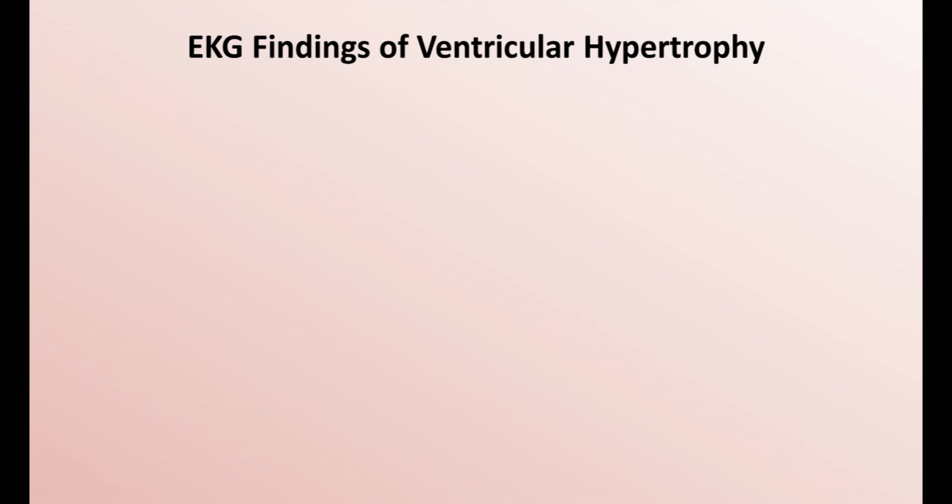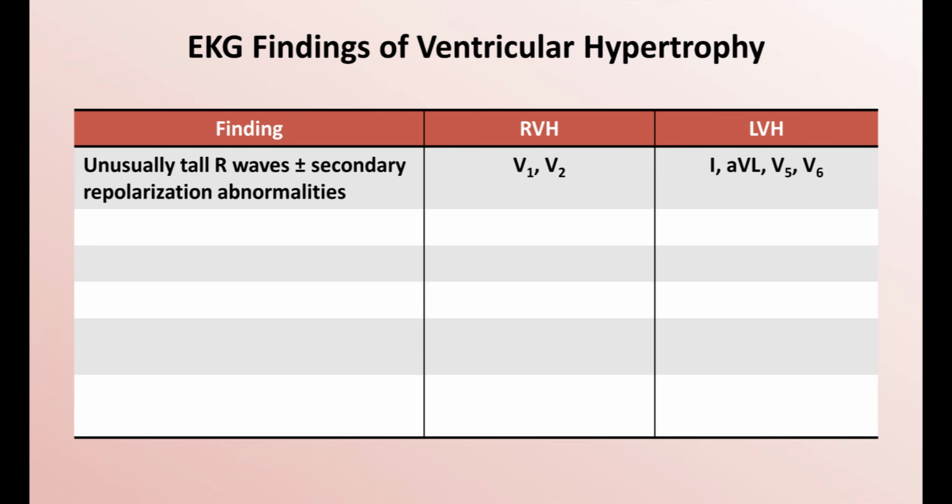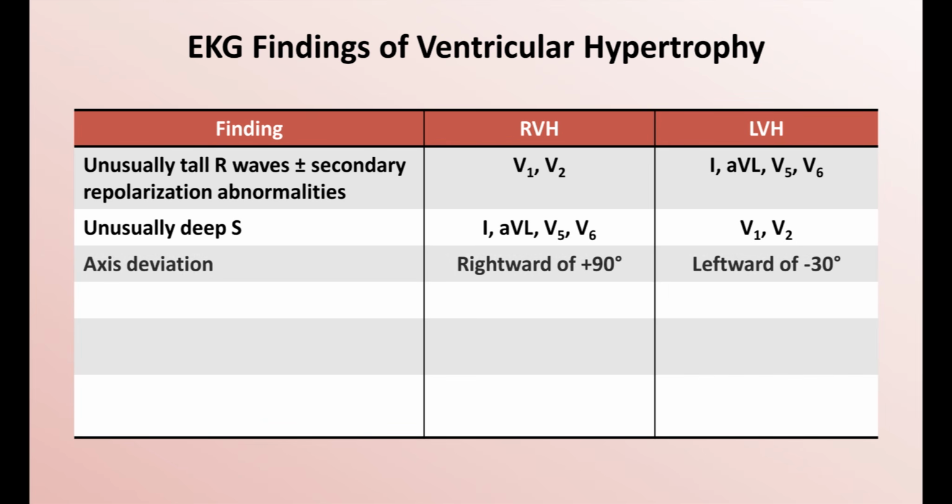Let me now summarize the EKG findings of ventricular hypertrophy. First, unusually tall R waves plus or minus secondary repolarization abnormalities are found in V1 and V2 in RVH, and in I, aVL, V5, and V6 in LVH. An unusually deep S wave is seen in I, aVL, V5, and V6 in RVH, while it is seen in V1 and V2 in LVH. RVH can deviate the QRS axis rightward of positive 90. LVH can deviate it leftward of negative 30.